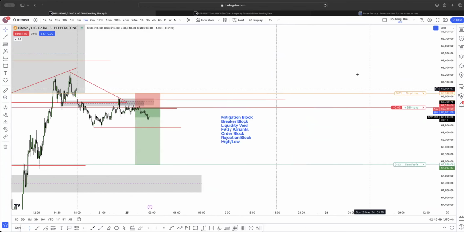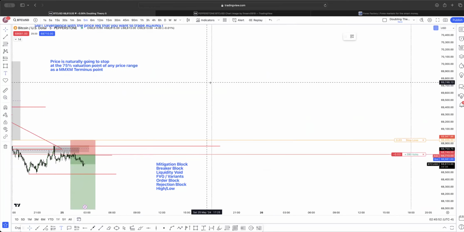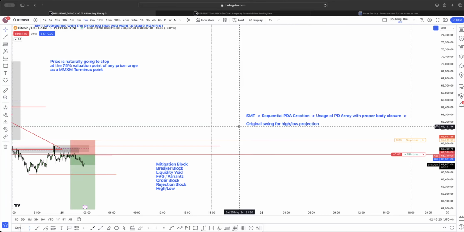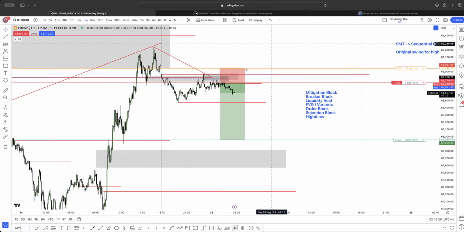Okay, so remember, when it comes to the market maker models, here's the sequence. SMT, sequential PD array creation, usage of PD array with proper body closure. Okay, then you'll use the original swing for high-low projection. Okay, now that brings me to my next point. The next point is, how do I know when the market maker model is going to happen?